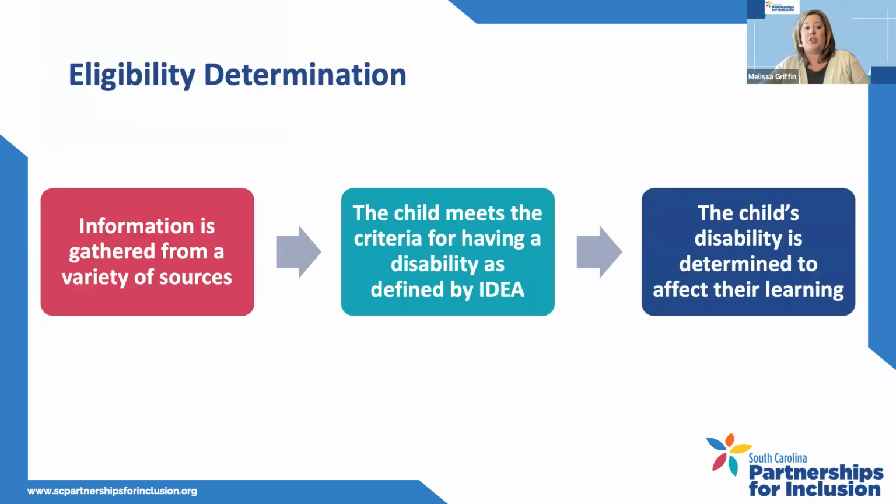Okay, eligibility determination. Eligibility determination should draw upon information from a variety of sources, including aptitude and achievement tests, parent input, teacher recommendations, but you also want to include information about a child's physical condition, social or cultural background, and adaptive behavior, and make sure that all of the information obtained is carefully considered because we know all these pieces come into play with how well a child adapts to their new environment.